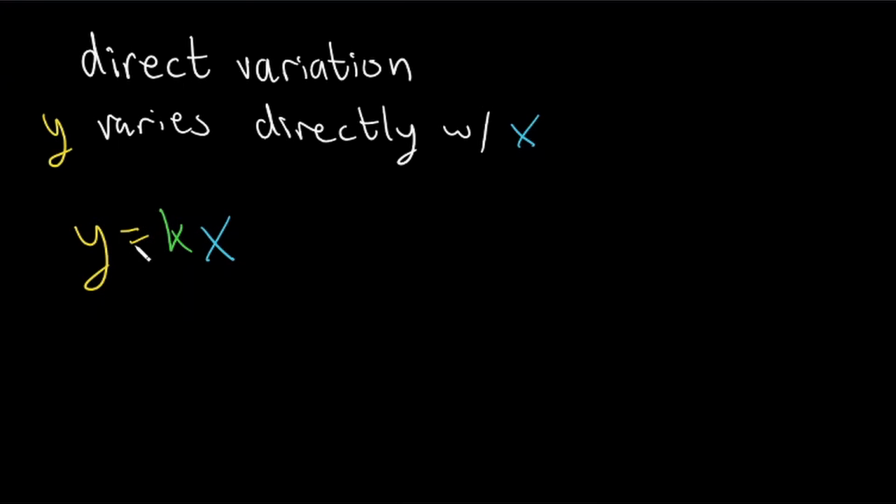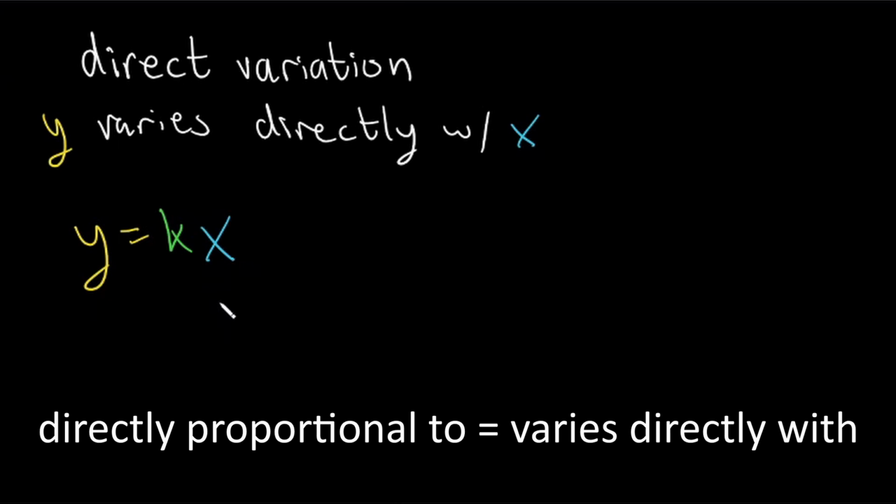They increase at the same rate. As x increases, y also increases, and our rate is going to be our constant. We would write this the exact same way if it said y is directly proportional to x. Direct variation and direct proportions are similar, and you would write them both as y equals kx.